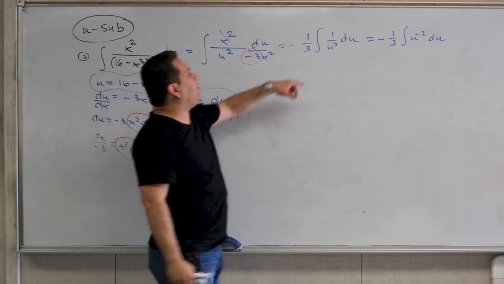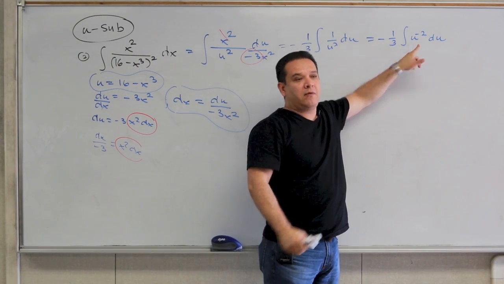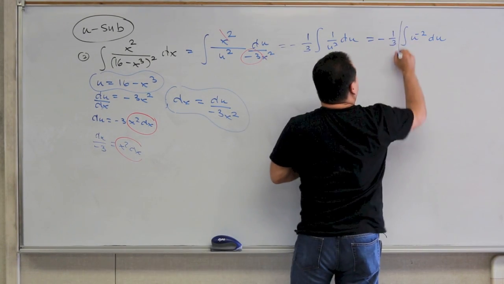Okay? You say, well, why would you put 1 over u squared as a negative power? Do you guys know why? Because we're going to use power rule. Okay, you guys okay with that? So we're going to have to integrate this.